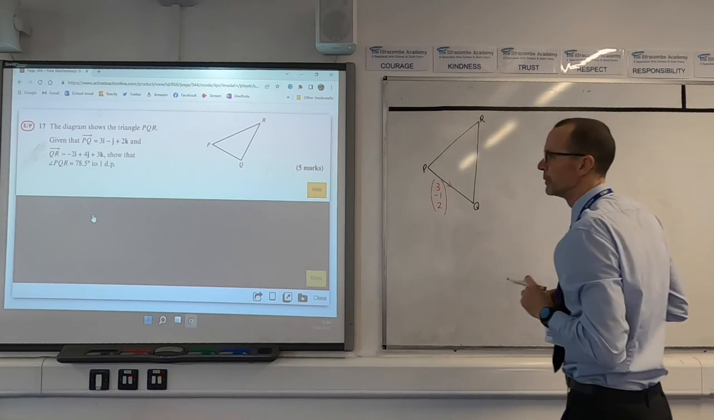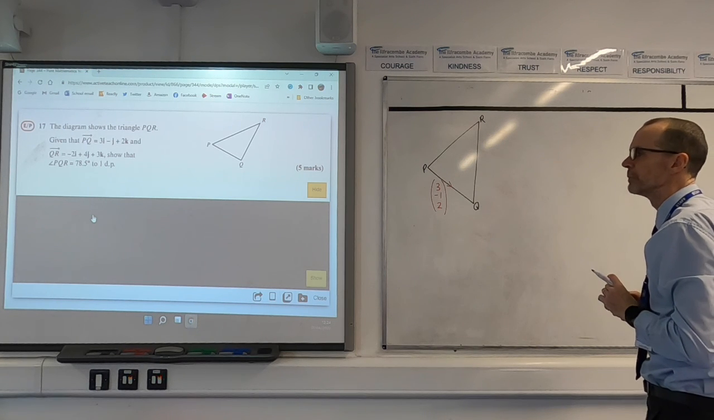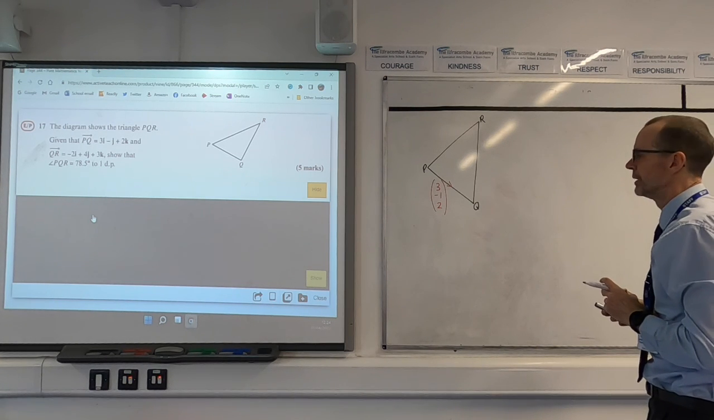Remember, the arrows are important. That's the journey from P to Q, not Q to P. That would be -3, 1, -2.